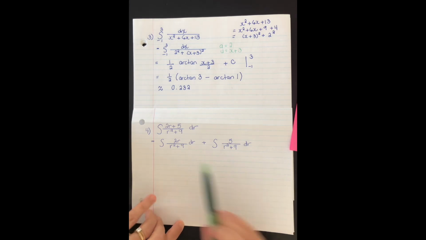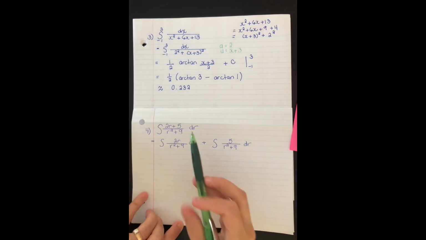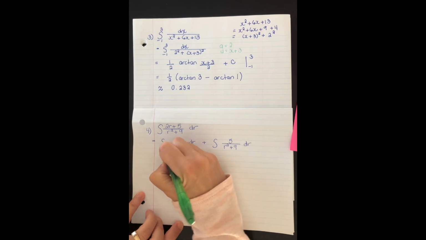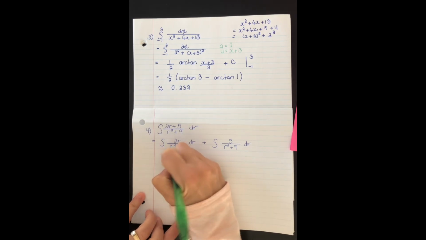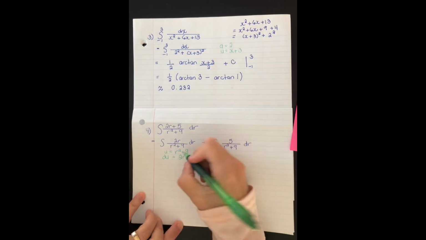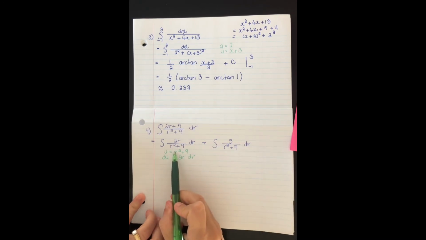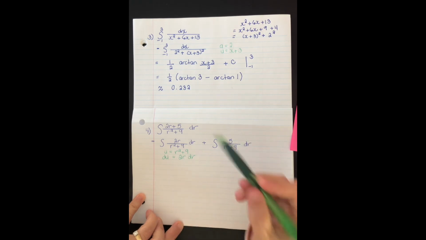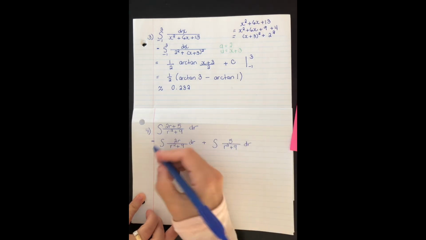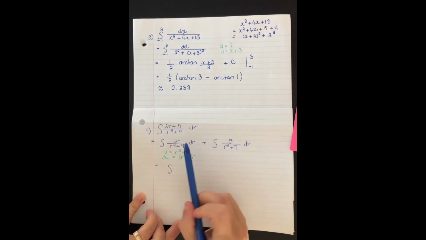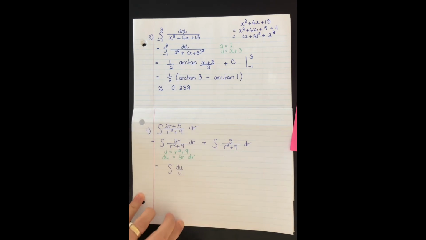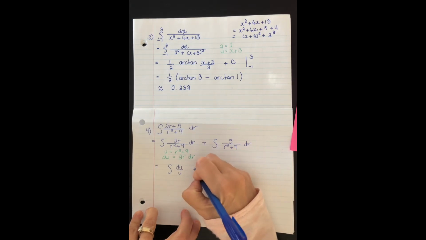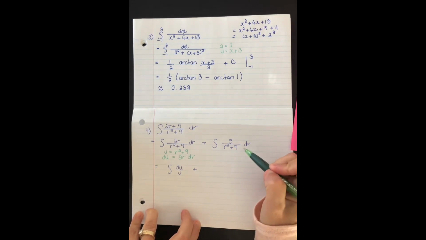And now we consider each one. And remember what we said about this one. We said, let's let u equal r squared plus 9. If we do that, then du is 2r dr. The derivative of r squared plus 9 is 2r. And so this integral becomes exactly du over u. Now, the plus sign, and let's have a look at the second integral here.